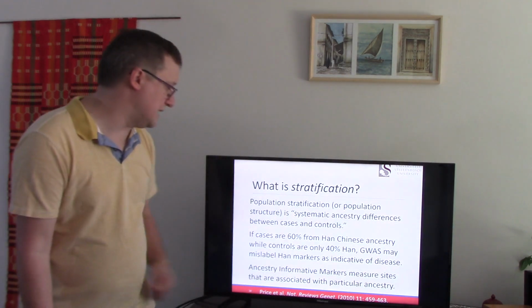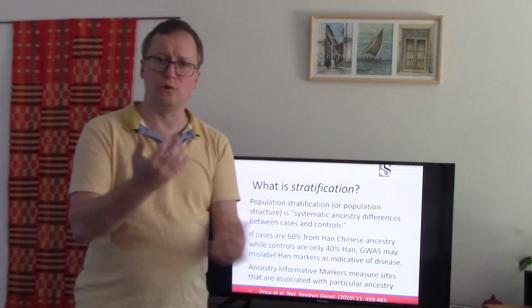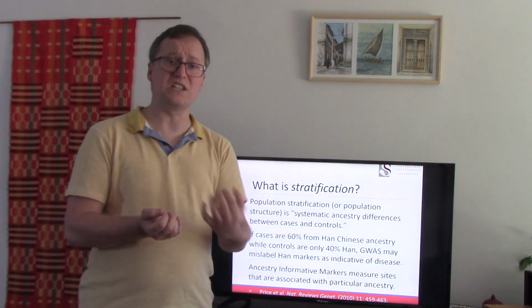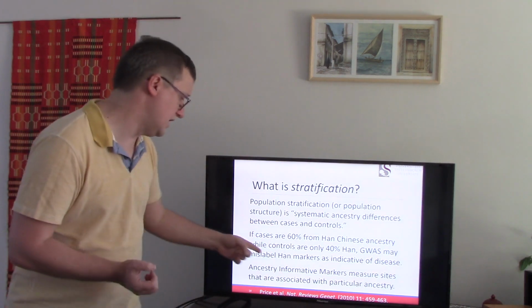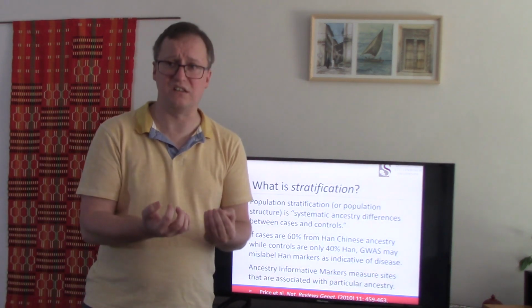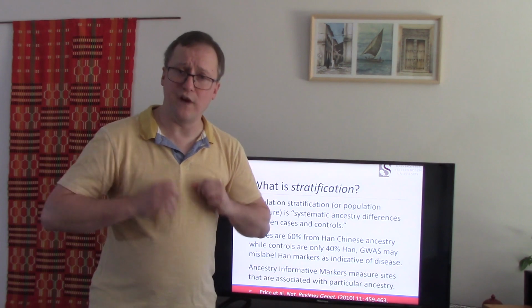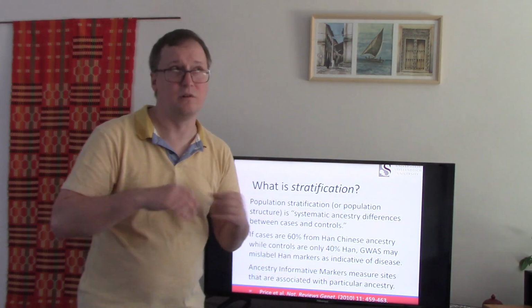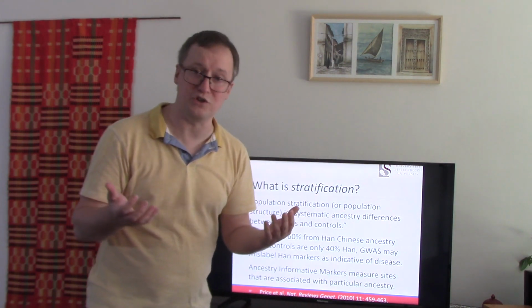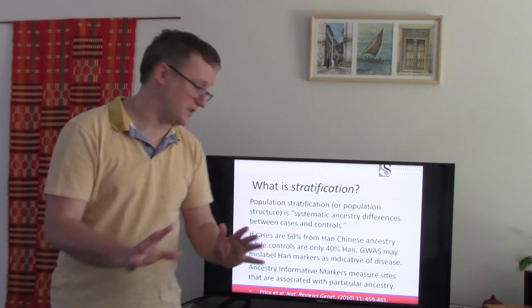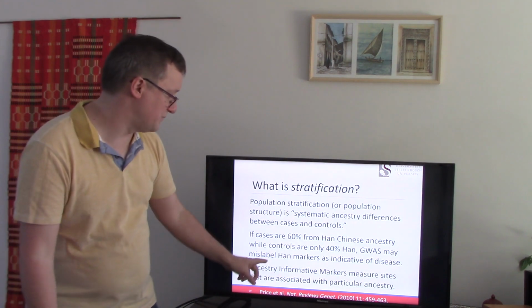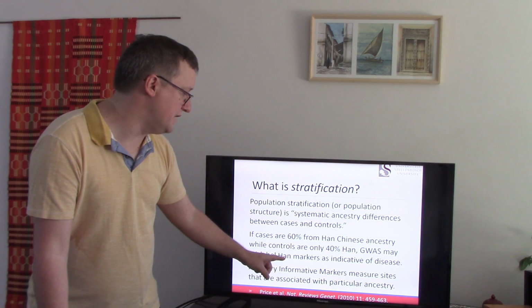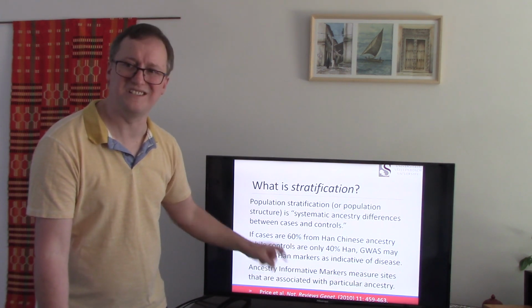So here I've drawn the example that I have a case control study that I'm trying to do a GWAS on, but my cases were 60% Han Chinese, and my controls were 40% Han Chinese. If I just push forward with Plink and don't tell it anything about the population, allow it to assume that stratification is not an issue, I'm going to come up with a bunch of fake associations. The reason for this is that an uninformed analysis would assume that Han markers are indicative of disease.